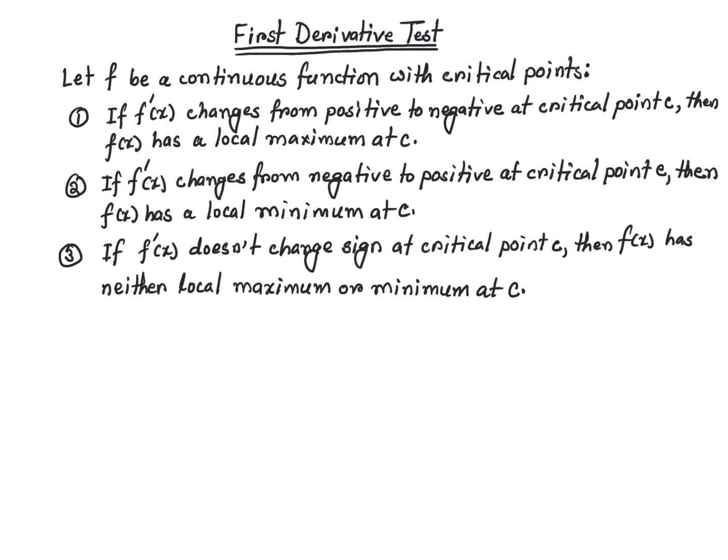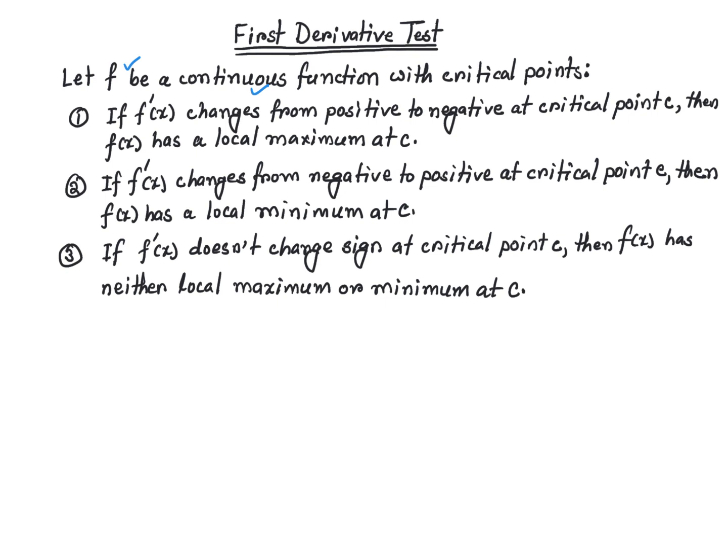In this video, I'm going to talk about the first derivative test. Let's assume that we have a function f that is continuous on some interval, and it has critical points in that interval. And what is a critical point? A critical point is a point where the derivative is zero or undefined. In our case, it will be zero derivative.